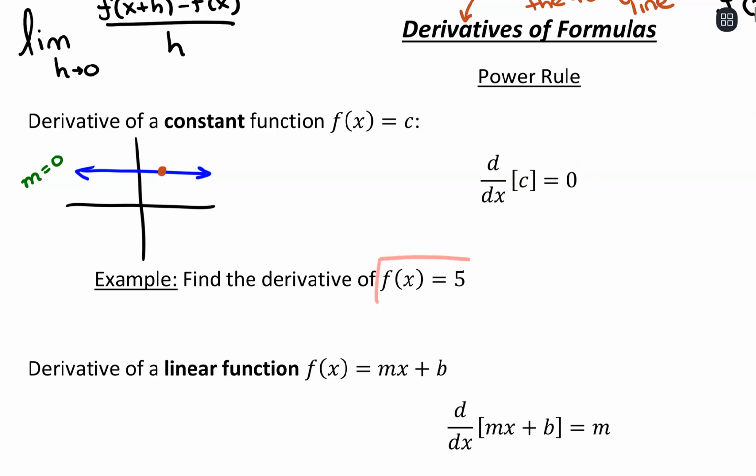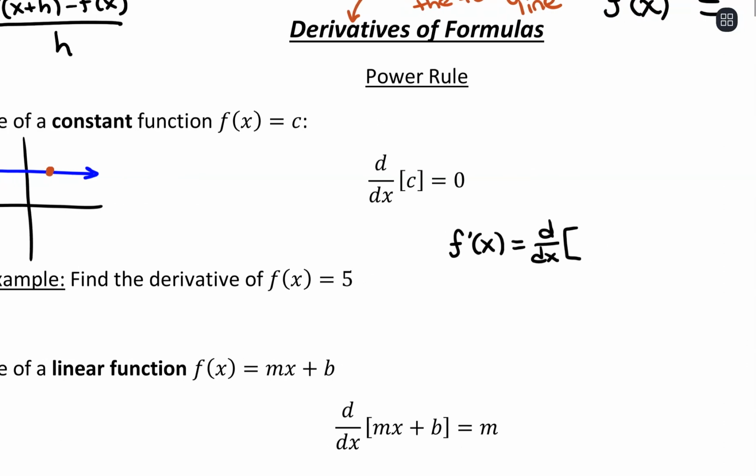So if we have a function f of x, and we want to take the derivative, so if I wanted to find f prime of x, that's coming from taking the derivative d dx of that value of 5. And when we do this, taking the derivative of a constant number is just equal to 0. So f prime of x is equal to 0 when we take the derivative of that number 5.